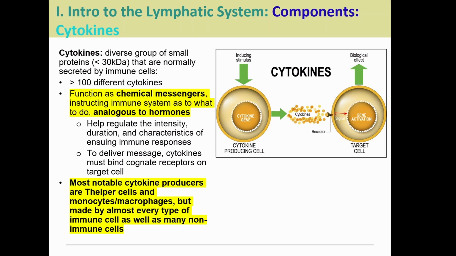Now, to deliver this message, the cytokines need to travel and bind to the receptor on the target cell to signal it. So it's just like a hormone, right? A hormone has to bind to a receptor on a target cell. Cytokines are very similar. The biggest cytokine producers are the helper T cells, monocytes and macrophages, but really these are all over the place. Pretty much every immune cell is going to produce them, and a lot of non-immune cells are going to produce them too.